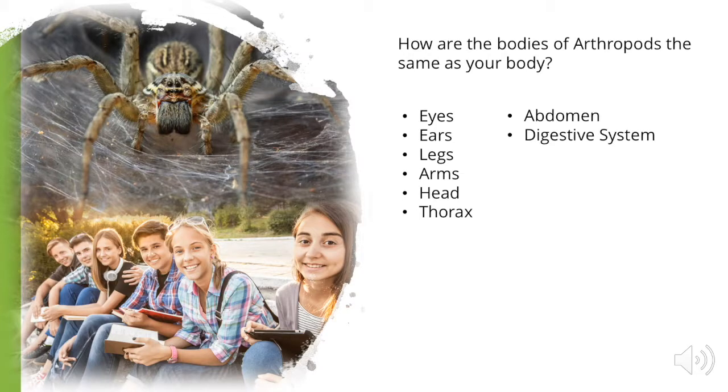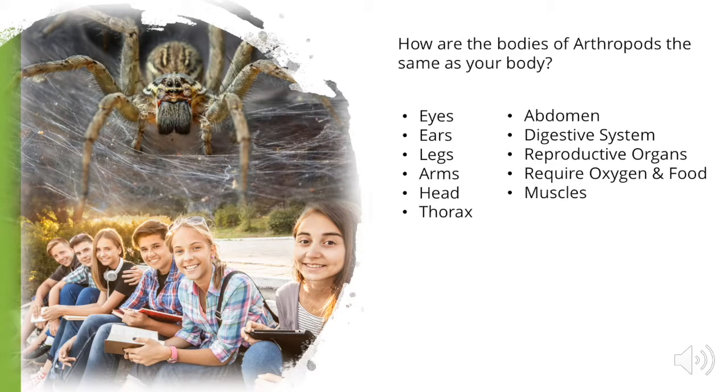An abdomen, a digestive system, so they eat food and it processes. And they have waste, just like we do. And they have reproductive organs that help them to make babies, just like we do. And they require oxygen and food to survive, just like we do. They have muscles, and they have a brain. They have a nervous system. Wow. It's amazing how similar we are to arthropods.